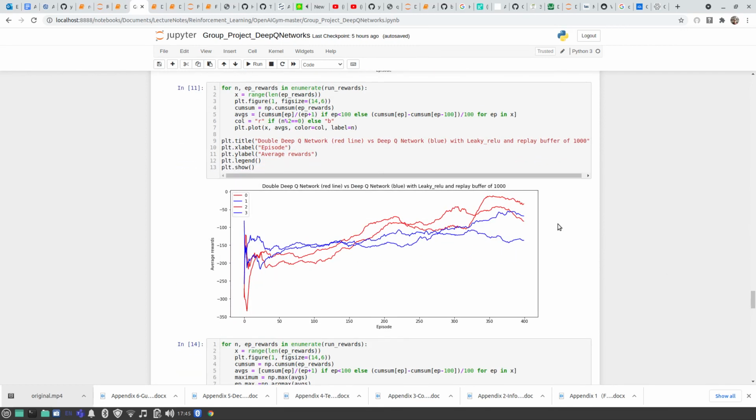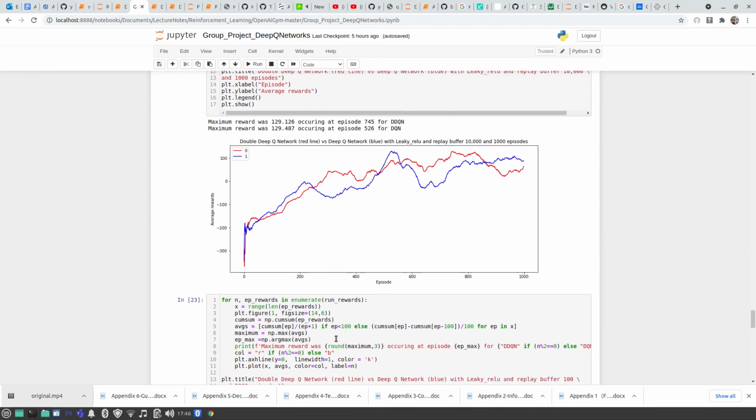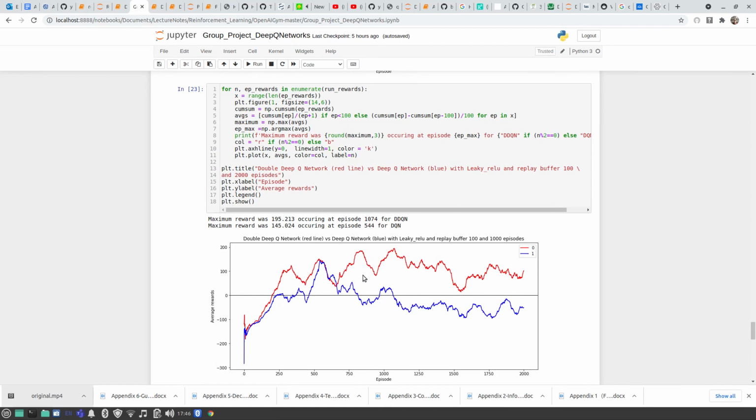As we could see here, the red represents the double Q learning and the blue represents the single Q learning. At the beginning, the single Q learning produced better results than the double Q learning because the double Q learning has two tables to fill. But at the end, it produced a better result.